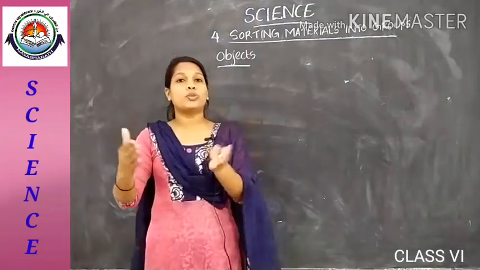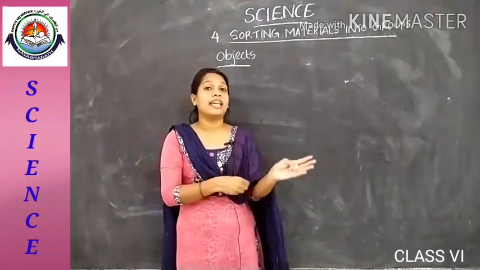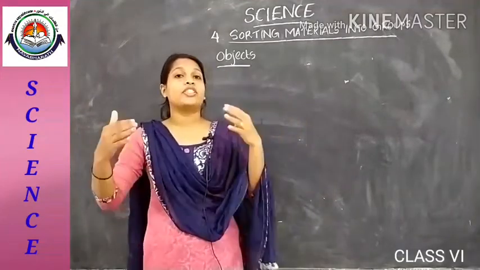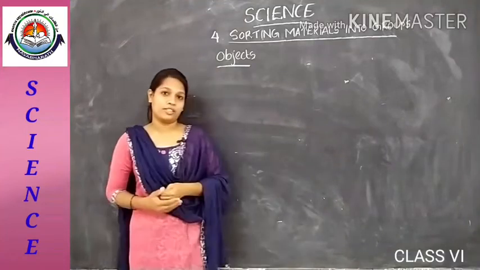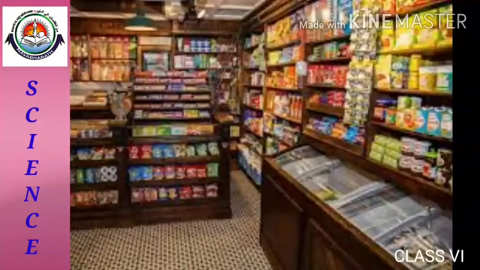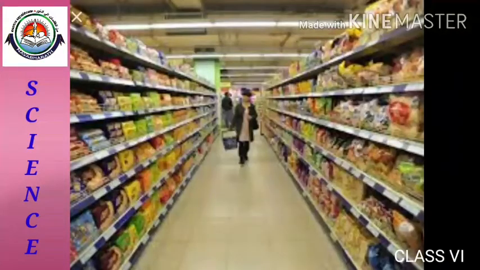Okay, now just look into this picture. You can see different types of objects which are placed in different areas. This is the photograph of a grocery shop. Here the things are arranged systematically. And this is another picture. Here also we can see all the objects are sorted and placed systematically.